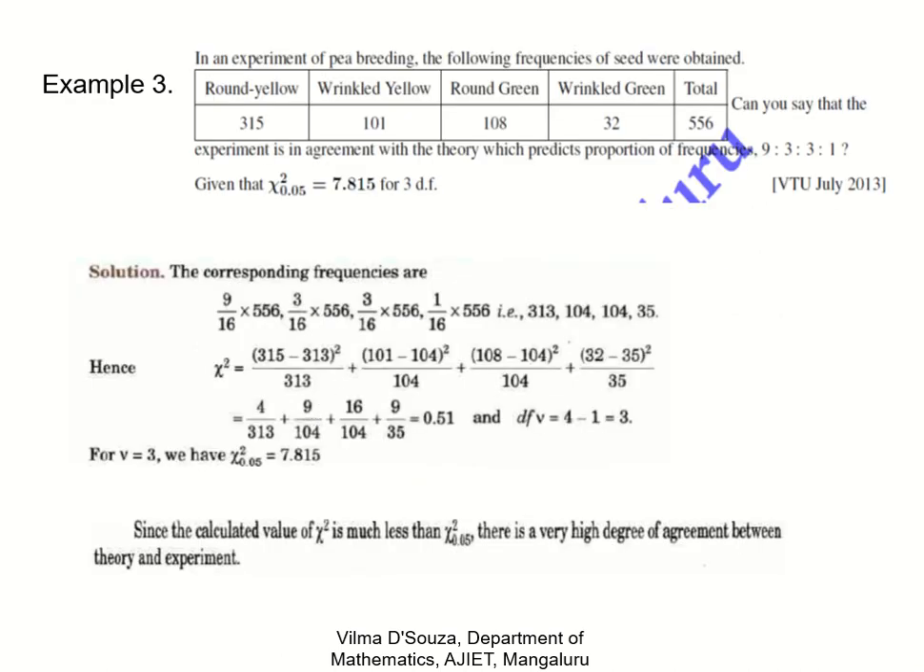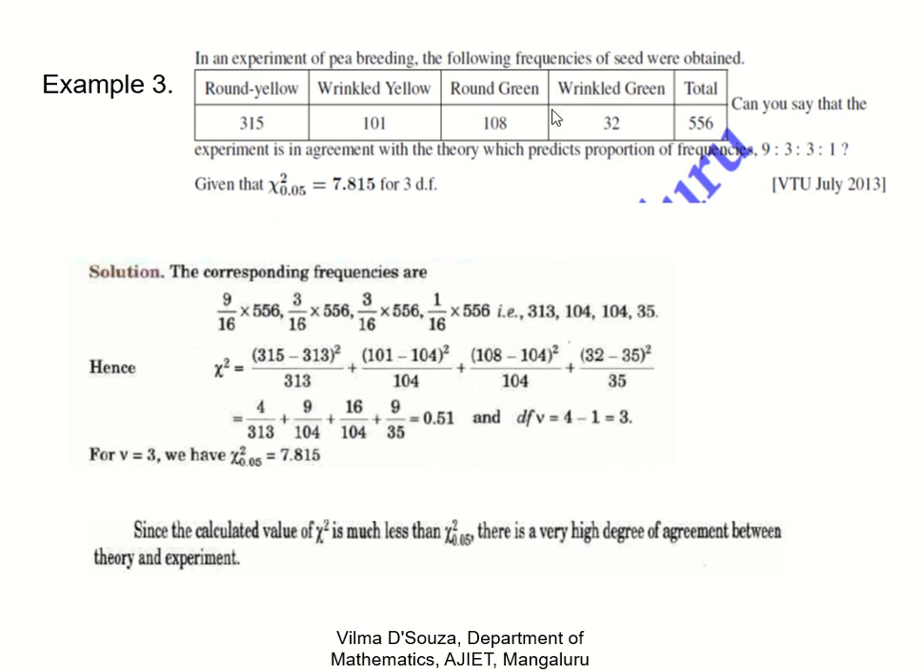Take one more problem. In an experiment of pea breeding, the following frequencies of seeds were obtained: round yellow, wrinkled yellow, round green, wrinkled green, and total. Can you say that the experiment is in agreement with the theory which predicts the proportion of frequencies 9:3:3:1, given that chi-square 0.05 is 7.815 for 3 degrees of freedom?